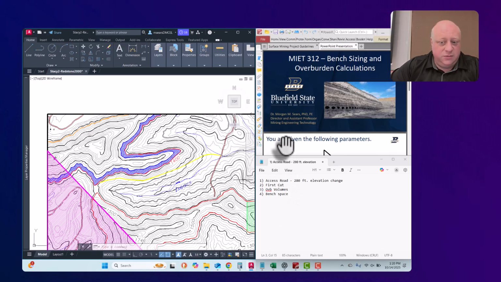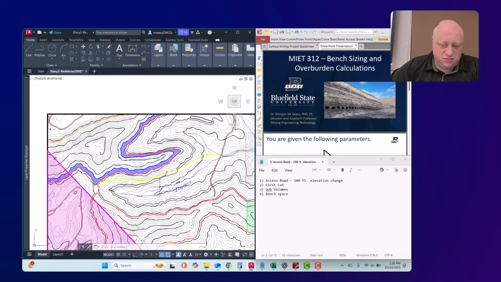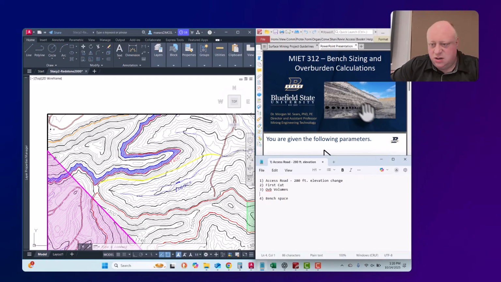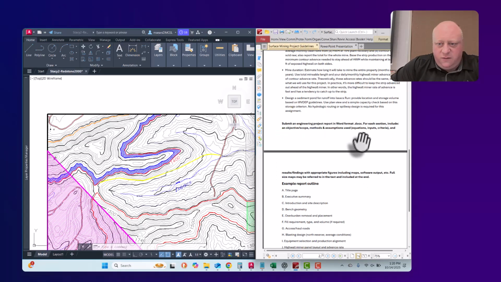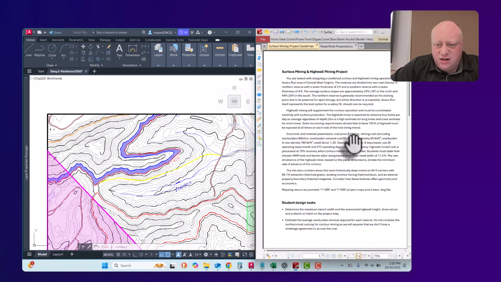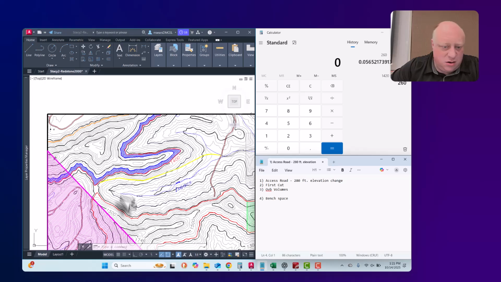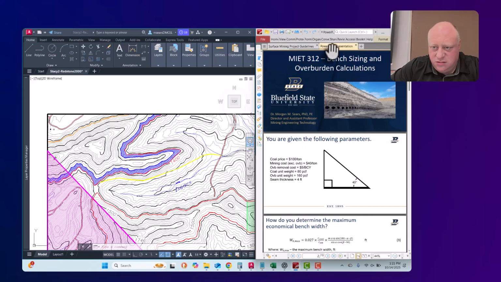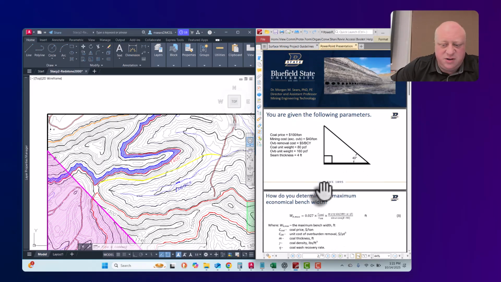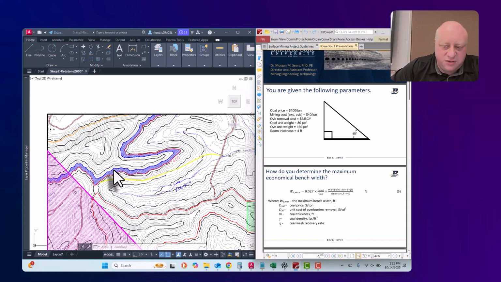The next thing we're going to do is consider our overburden volumes based on the parameters that were given for the project. So we've got a seam thickness, average slope of the reserves, and that sort of thing. And that's how we're going to calculate our amount of overburden, right? So the first thing we have to do is go over to our overburden and bench calculations, and we're going to calculate the maximum bench width, right?